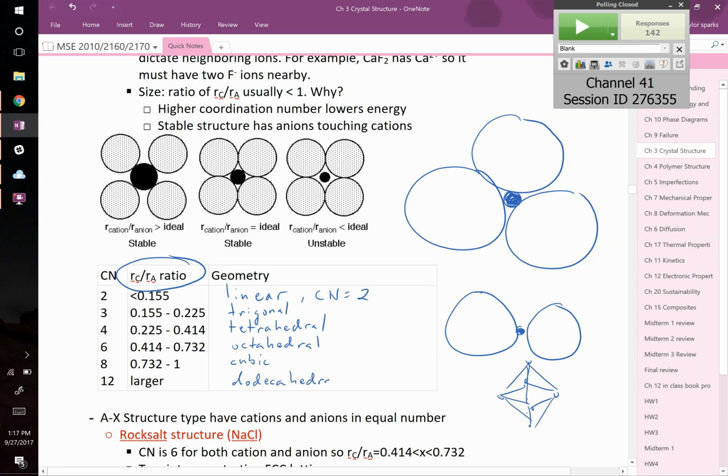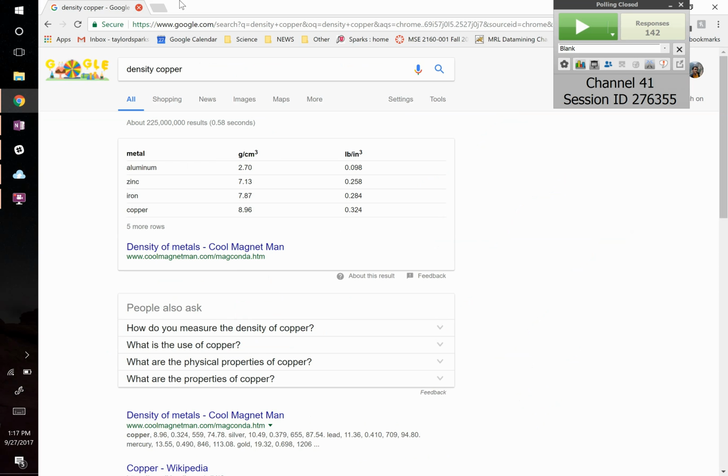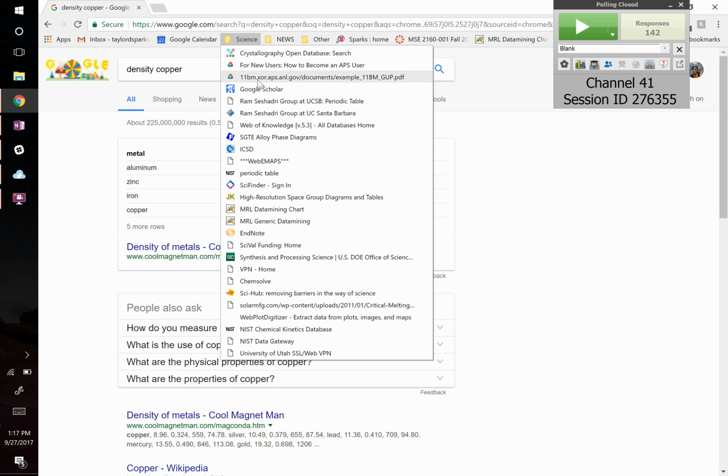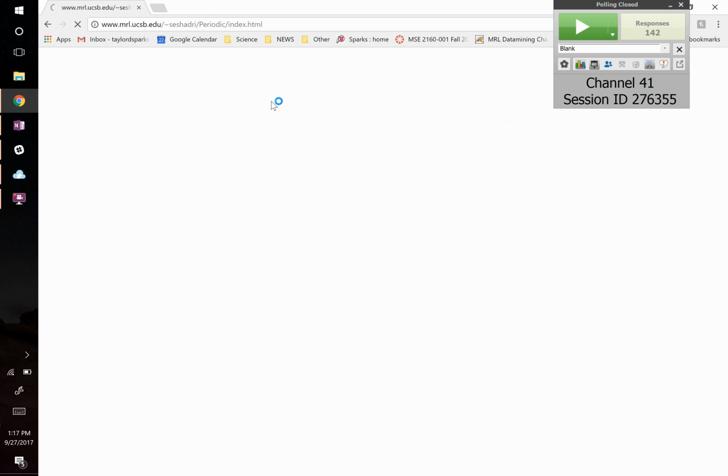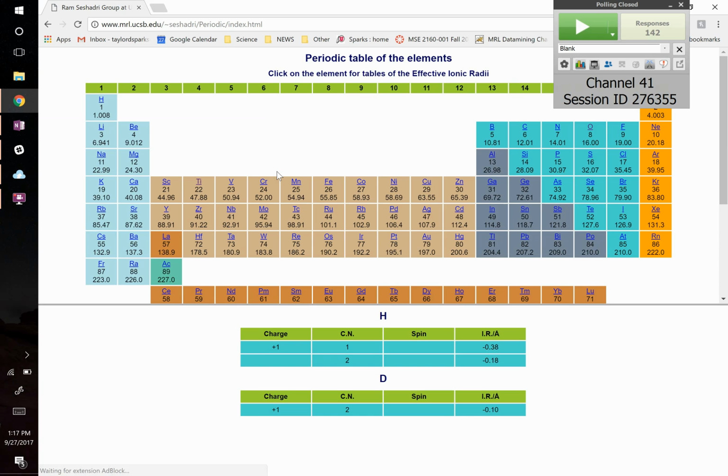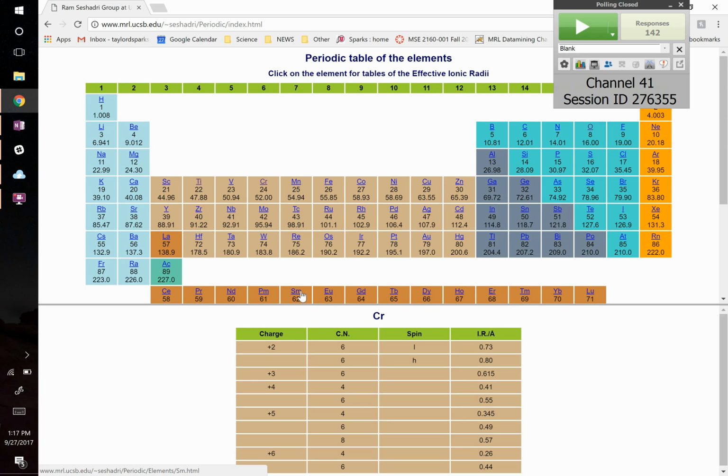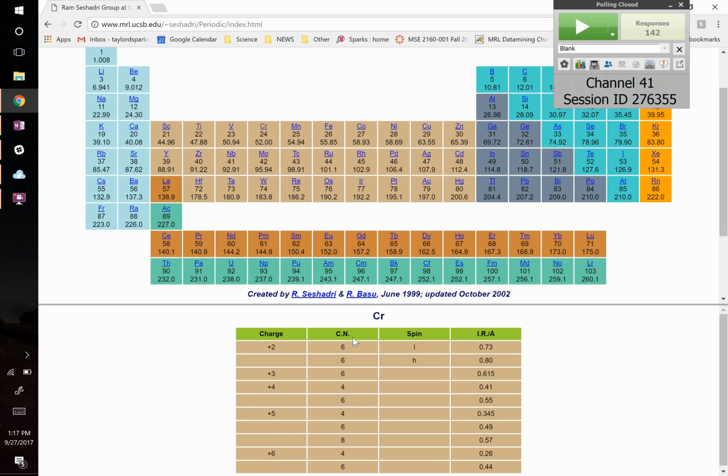Dodecahedral, right? So this is useful because we can look up the size of ions. For my periodic table, for a lot of these things it's known. Let's say chromium. As a function of its charge and its coordination number, you can look up what its ionic radii should be. So if it's chromium oxide, you could start to predict what crystal structure would form.